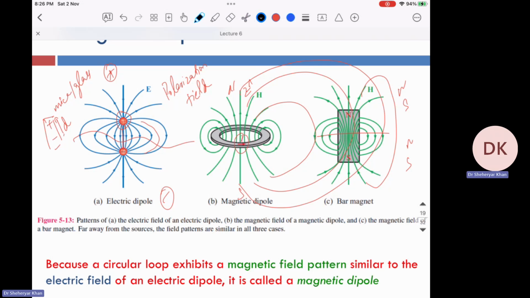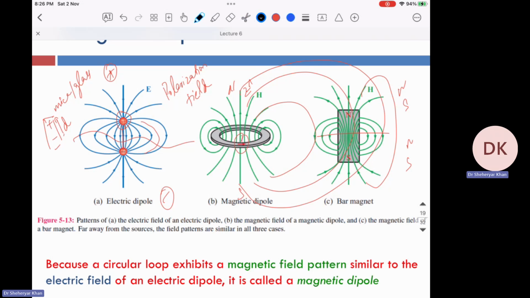So here's the field pattern comparison with the electric field. This one is the electric dipole, which we discussed: when we have two charges separated by a distance d due to the external electric field, what we call the polarization field, this will produce the electric field pattern like this. So it's from positive to negative.